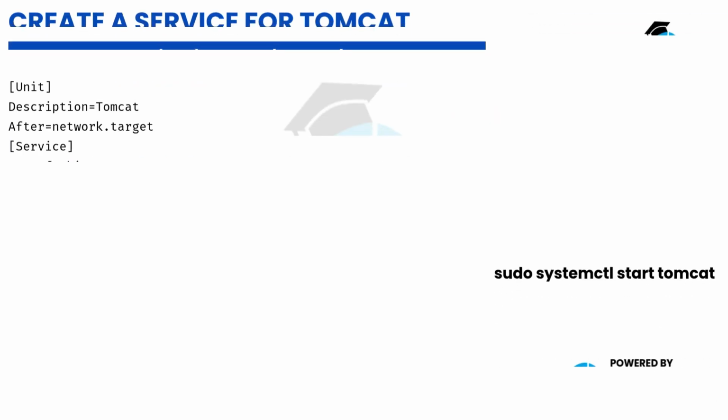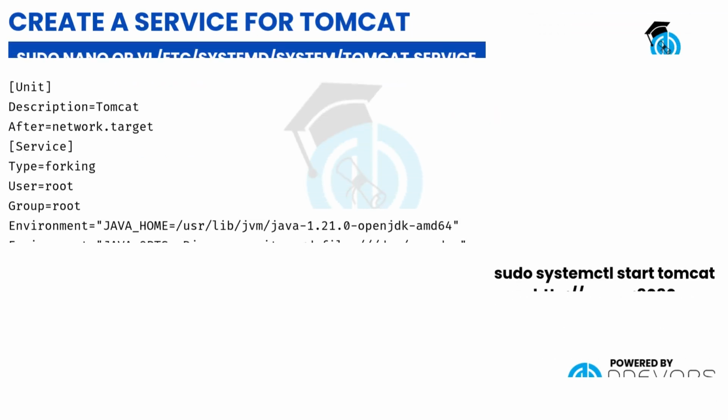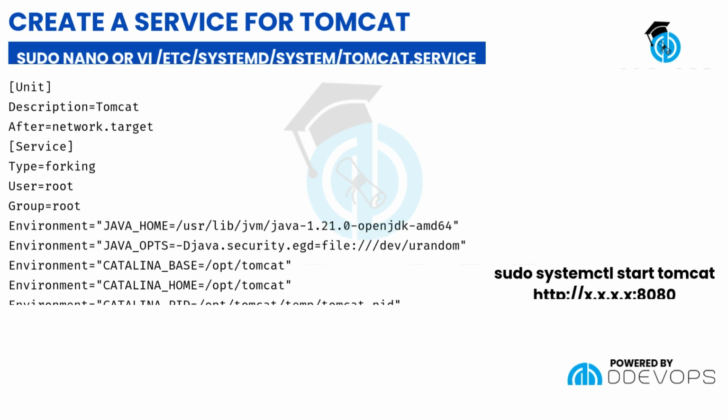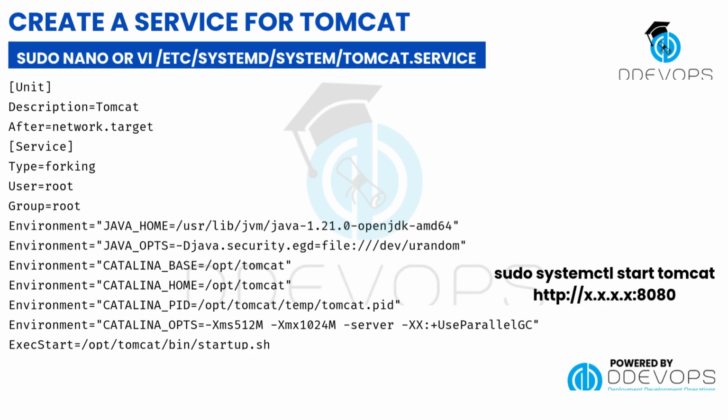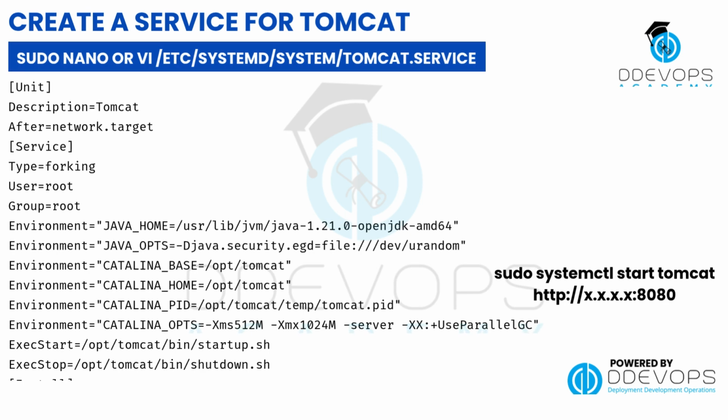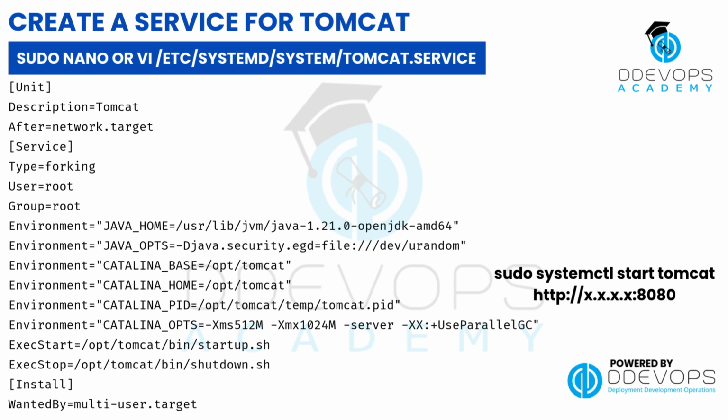Creating a system service for Tomcat. Step 1: create the service file. Step 2: insert the service. Explanation. Unit: Description, a short label for the service. After network target ensures Tomcat starts after the network is ready.